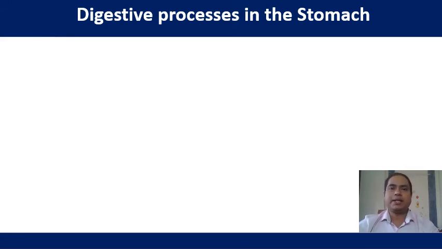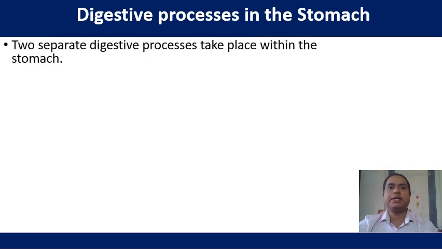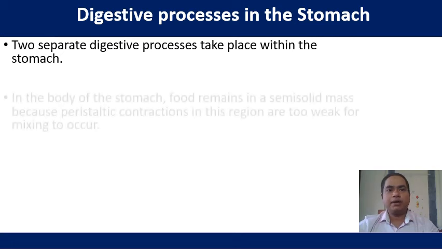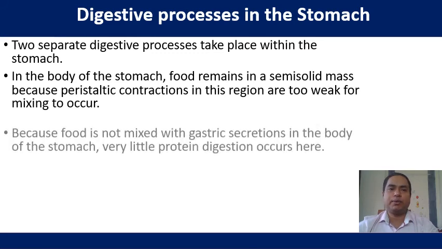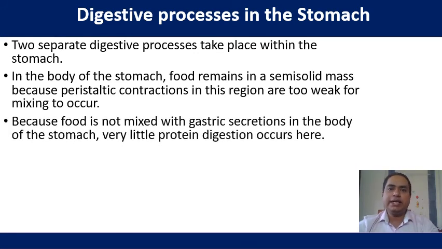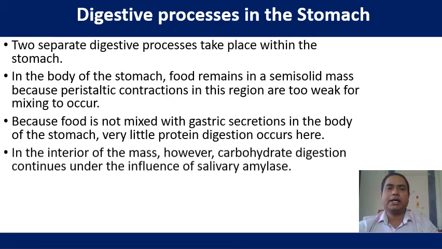So now we will learn about the digestive process in the stomach. Actually, two separate digestive processes take place within the stomach. In the body of the stomach, food remains in a semi-solid mass because the peristaltic contractions in this region are too weak for mixing to occur. Because food is not mixed with the gastric secretion in the body of the stomach, very little protein digestion occurs here. In the interior of the mass, however, carbohydrate digestion continues under the influence of the salivary amylase.